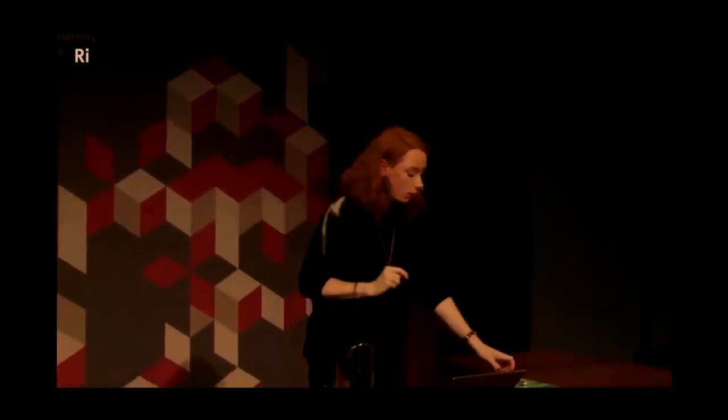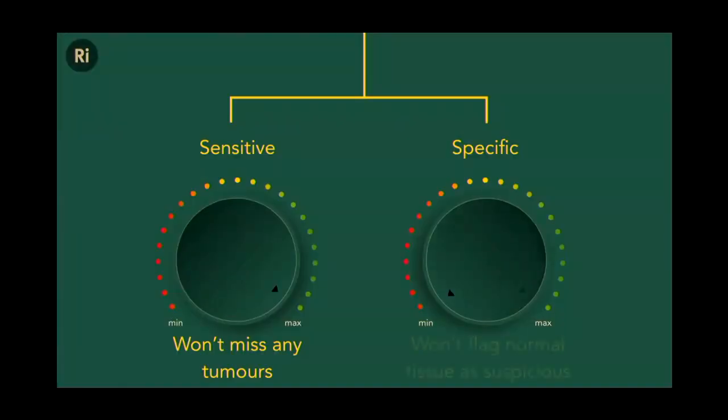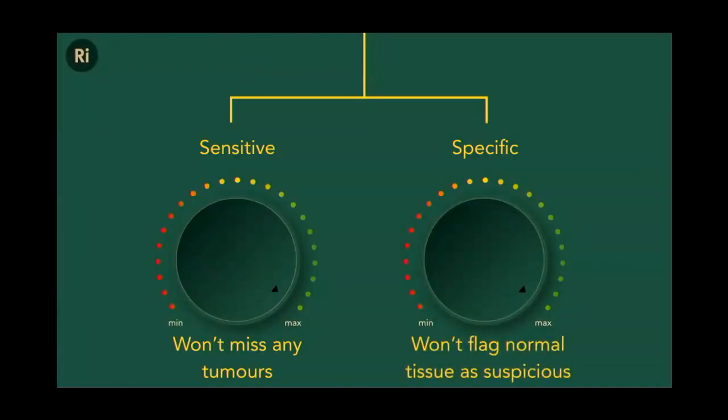But you also want your algorithm to be really, really specific. So you want to make sure that your algorithm isn't flagging loads of normal tissue and saying that it's suspicious when it isn't. Okay, you want to make sure that it's really accurate in all of its assessments. So, okay, simple then. If you want to design an algorithm to diagnose breast cancer, just whack up those two dials and you're done. Except, unfortunately, it's just not that simple.